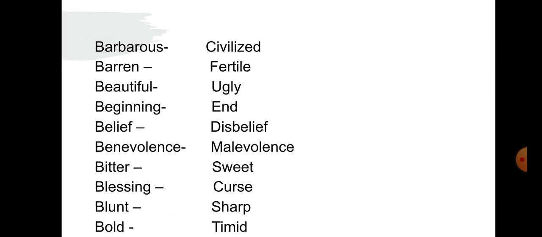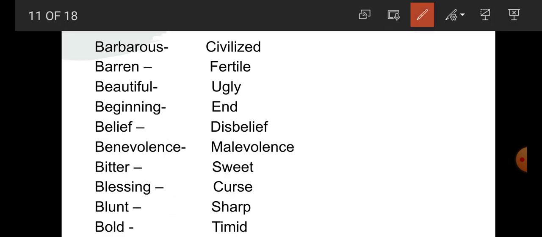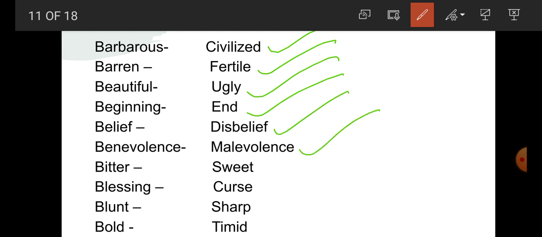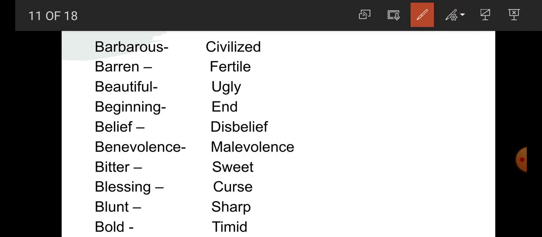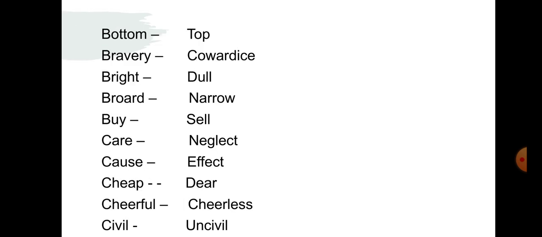Now the next one, students. Barbarous, civilized. Barren, fertile. Beautiful, ugly. Beginning, end. Belief, disbelief. Benevolence, malevolence. Bitter, sweet. Blunt, sharp. Bold, timid. So student, these are the antonyms.